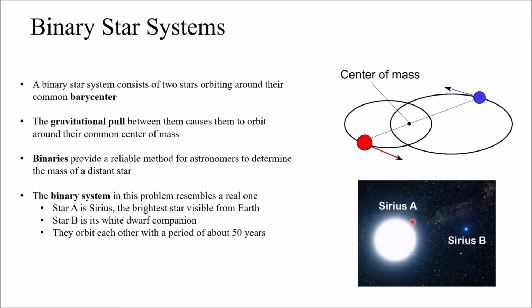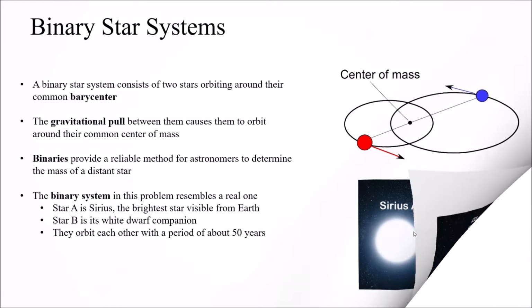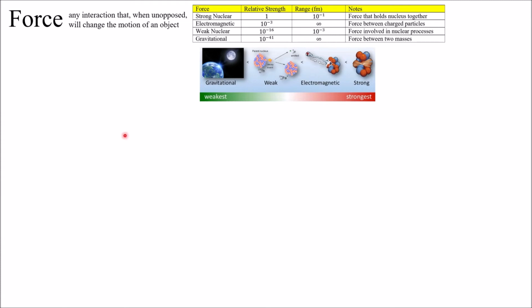The brightest star visible from Earth is Sirius, and we have Sirius A and B, and B is the white dwarf companion. They orbit each other with a period of about 50 years, and the one that we'll do today kind of resembles that. And so we'll go over force just briefly.